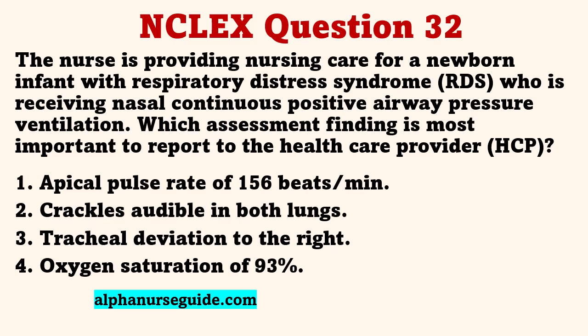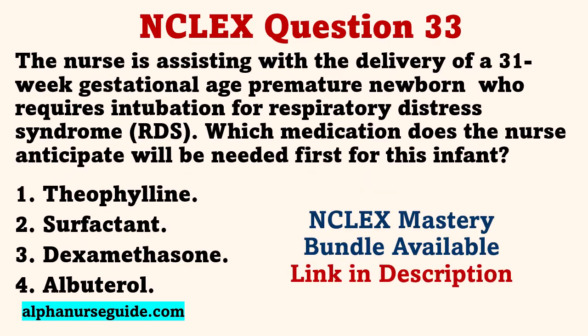not require immediate intervention. The nurse is assisting with the delivery of a 31-week gestational age premature newborn who requires intubation for respiratory distress syndrome. Which medication does the nurse anticipate will be needed first for this infant? 1. Theophylline. 2. Surfactant. 3. Dexamethasone. 4. Albuterol.